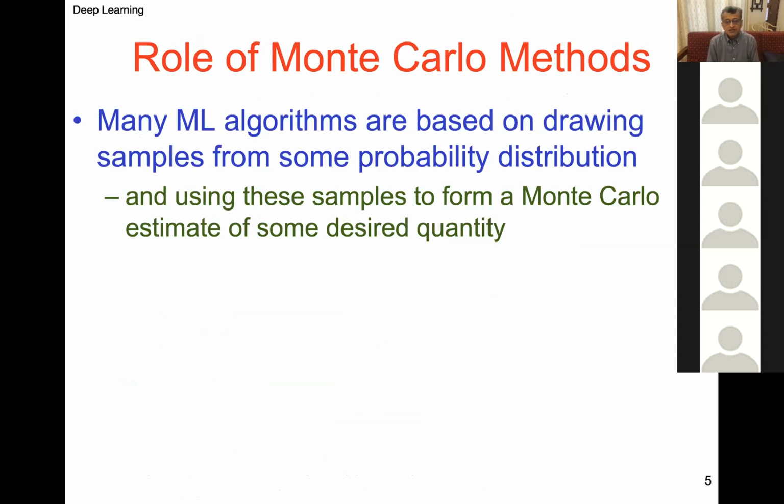So, the role of Monte Carlo methods. Many machine learning algorithms are based on drawing samples from some probability distribution and using these samples to form a Monte Carlo estimate of a desired quantity. So we are looking for an answer. What is an example here?